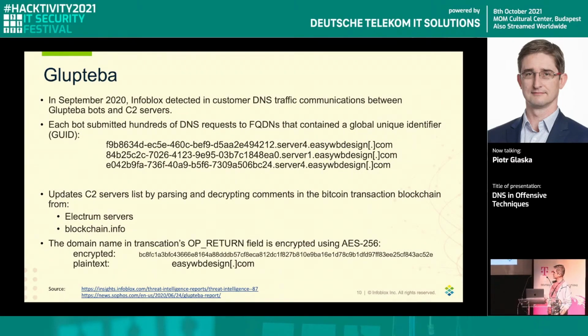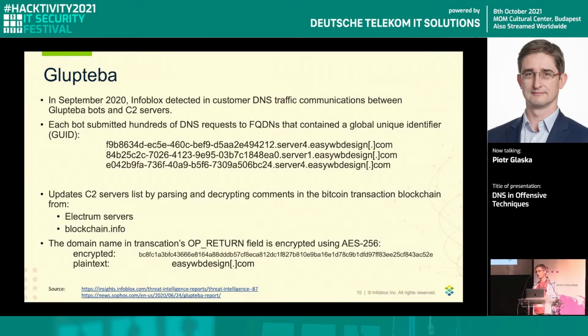Also a quite interesting example: in September last year we detected in customer traffic DNS queries which look like the ones here. And it was detected as DNS tunneling. When we looked more into the malware sample and reverse engineered it, we saw that there is quite an interesting way to get the C2 domain name. Typically, the C2 domain name is hard-coded into the malware. But in this case, it was not.